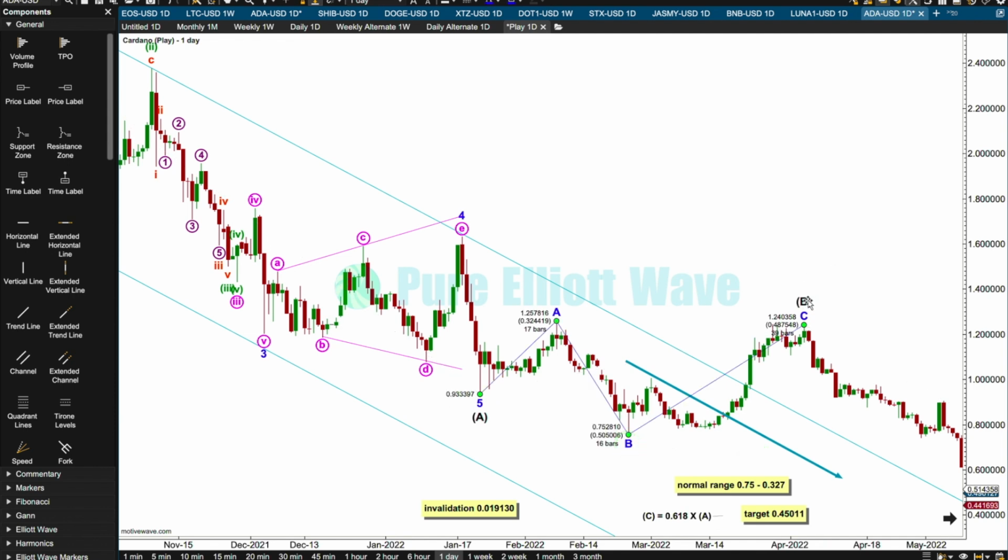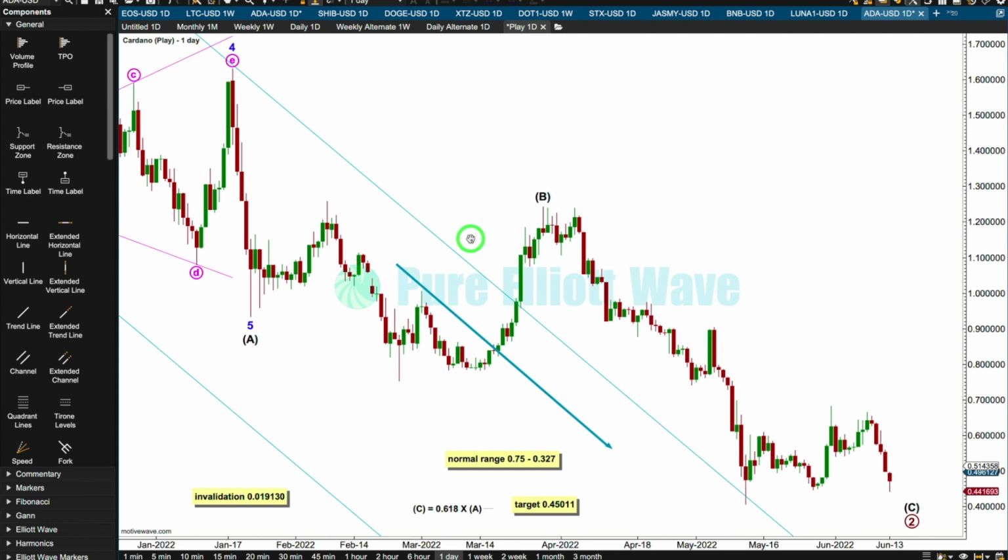I'm just checking that C has moved above A and avoided a truncation. No, it hasn't. I don't want to label a running flat there. Okay. So this is 1.24, 1.240, 1.242 and 1.25.